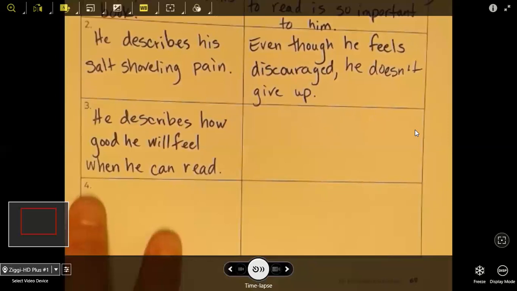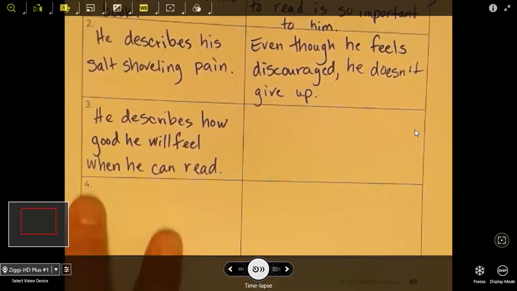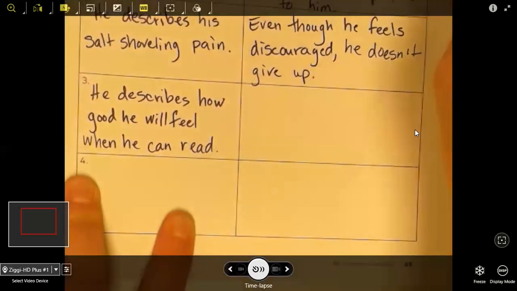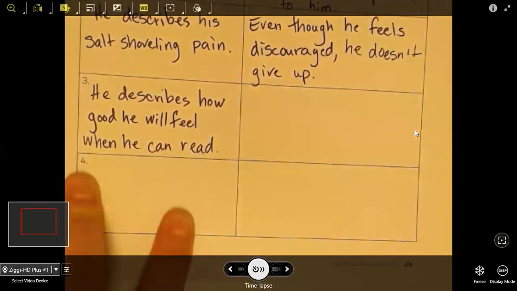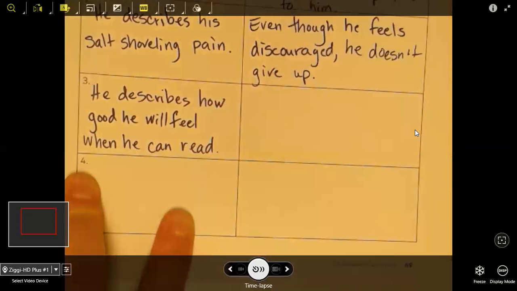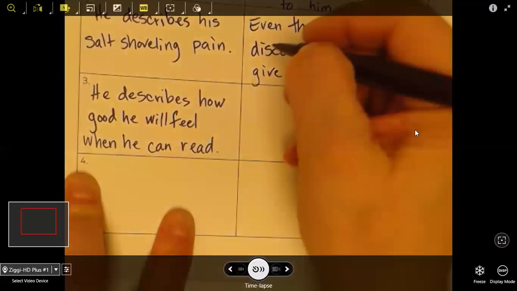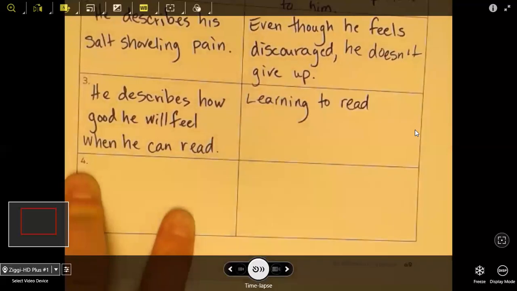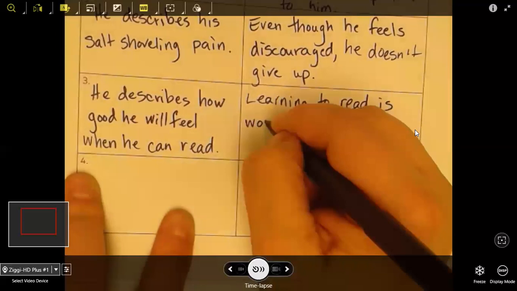And we all have struggles and things that we want to be better at. He describes how good, so how does that help us communicate this here? How about the part that learning to read is worth persevering, right? It's worth hard work, right? Okay, so learning to read is worth, is he going to feel so good when he's got it?